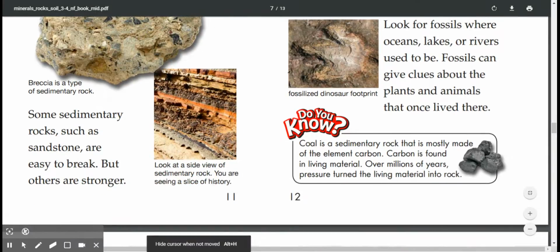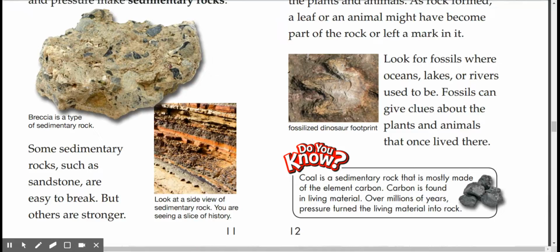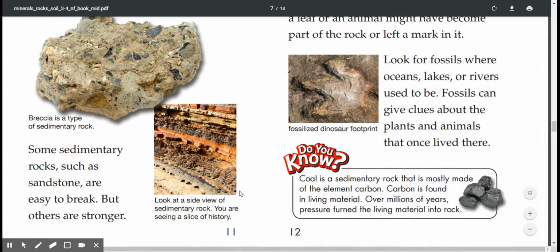Some sedimentary rocks, such as sandstone, are easy to break. Some are strong, so it all depends on the rock. As you can see, it also tends to look like it's in layers. If you've ever seen a picture of the Painted Desert, I believe it's called, if you look at the rocks, they look like the colors come in layers, like in bands. Like someone took a big paintbrush and just painted stripes. All right, that's because each one of these layers is a different sedimentary rock.